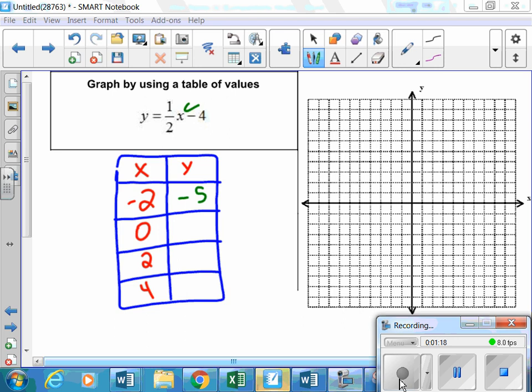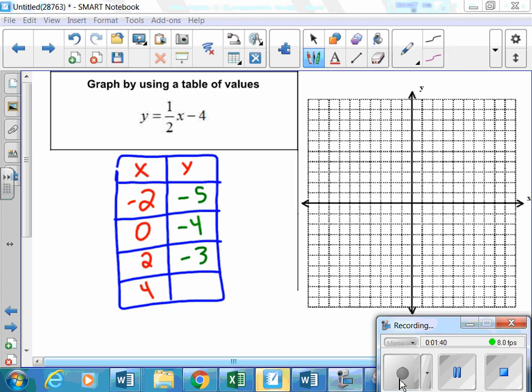If you plug in 0 for x, 0 times a half is 0. 0 minus 4 is negative 4. Plug in positive 2 for x. If we plug in 2, 2 times a half is 1. 1 minus 4 is negative 3. You should be able to see a kind of a pattern going on here.